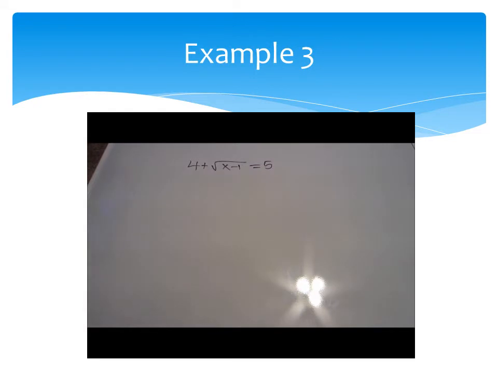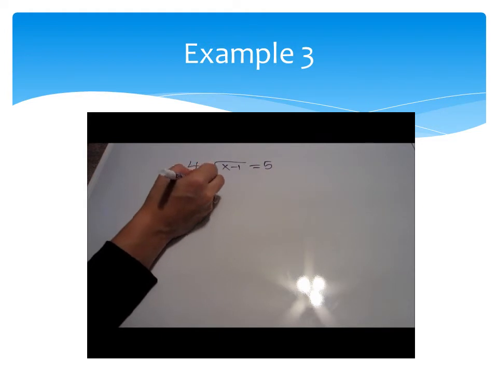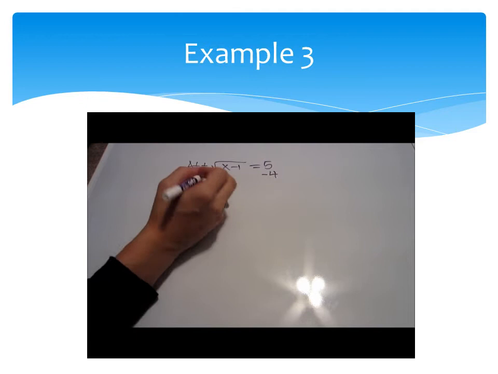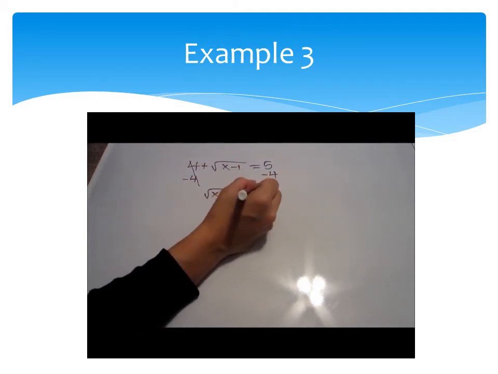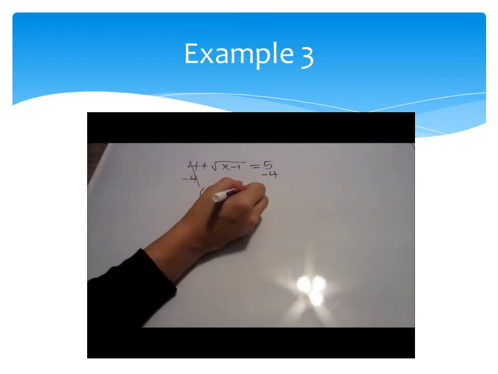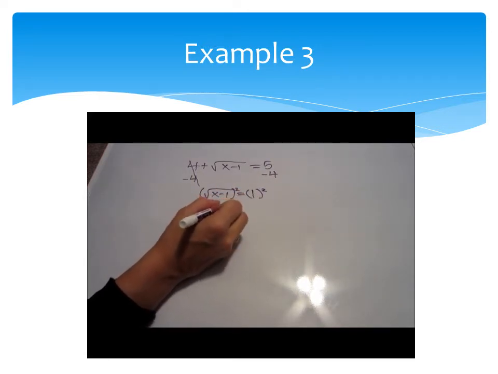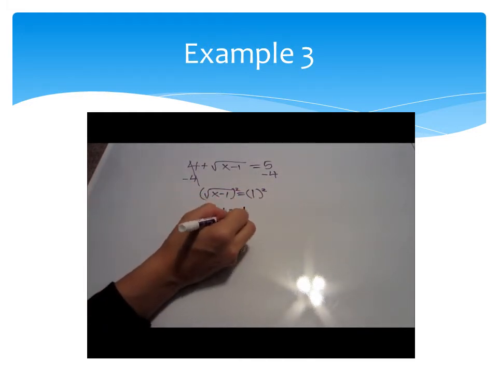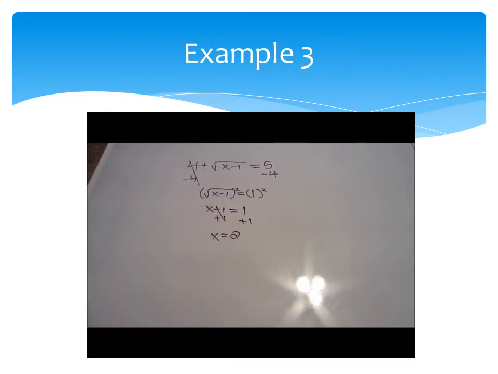Here we have 4 plus the square root of x minus 1 equals 5. Again, we want to isolate the radical first, so we subtract 4 from both sides. This gives us the square root of x minus 1 is equal to 1. Now, because we have a square root, we square both sides. We take off the radical. x minus 1 is equal to 1 squared, which is 1. We add 1 to both sides, so x is equal to 2.